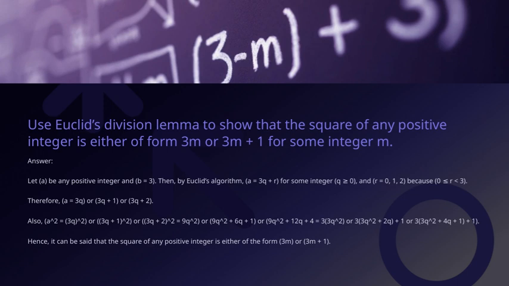This analysis shows that no matter what positive integer we start with, its square will always be either divisible by 3 or leave a remainder of 1 when divided by 3. And that's exactly why we say the square of any positive integer is either of the form 3m or 3m plus 1. This conclusion follows directly from Euclid's division lemma and helps us understand the structure of squares in modular arithmetic, tying back to our overall theme of number properties.